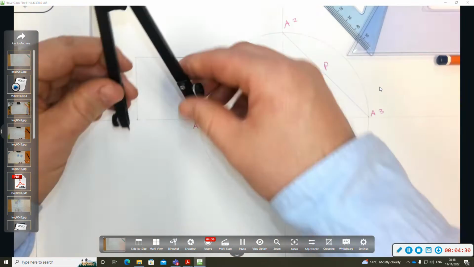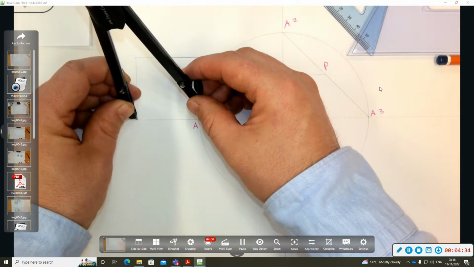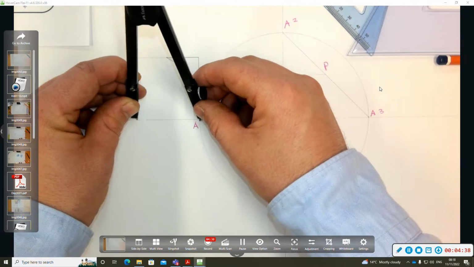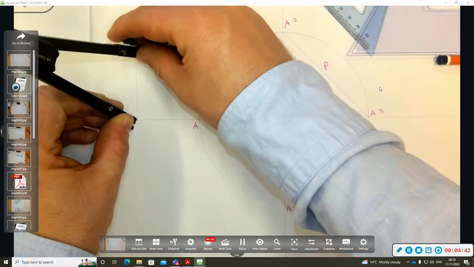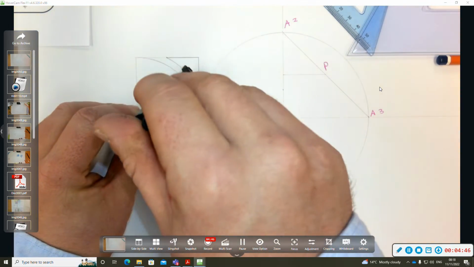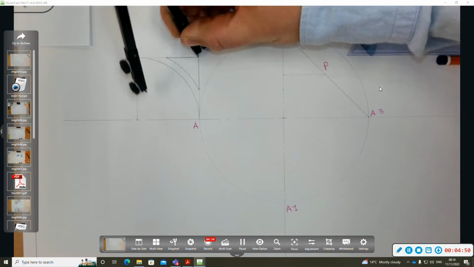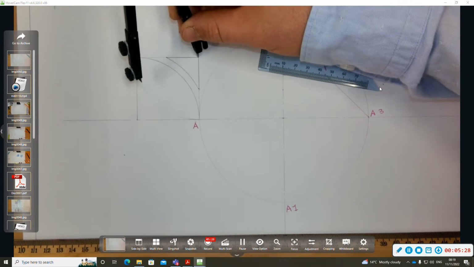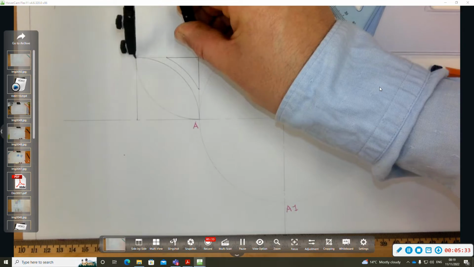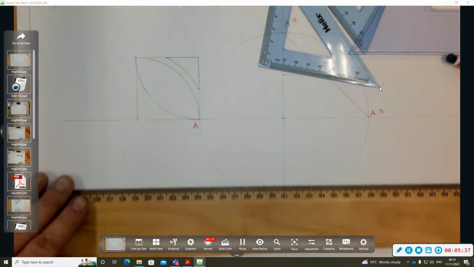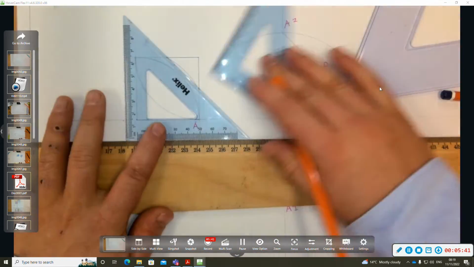And then I'm going to put my compass in the bottom left corner, put it at the 25 mark and swing an arc. Now I'm going to set my compass to radius 50 and swing from the bottom left corner. Now I swung from the top right. I'm going to heavy the square in.